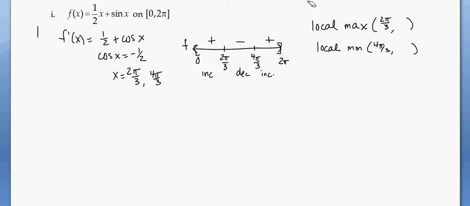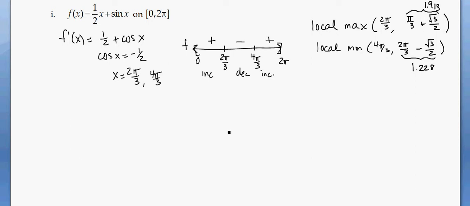So in fact, I didn't give myself quite enough room here. Okay, so I plug 2 pi over 3 in. I get pi over 3 plus the square root of 3 over 2. And if I plug 4 pi over 3, then I get 2 pi over 3 minus the square root of 3 over 2. Both of these, if you want to know decimal approximations, this is like 1.228, and this value is like 1.913 for the sake of graphing.